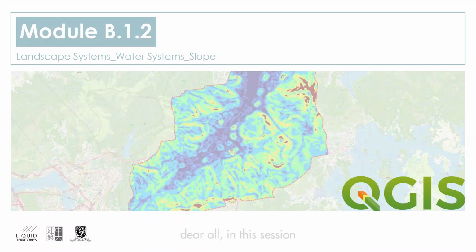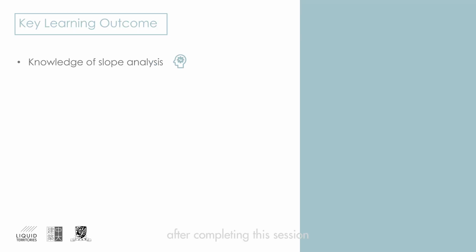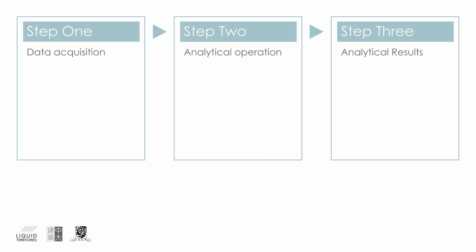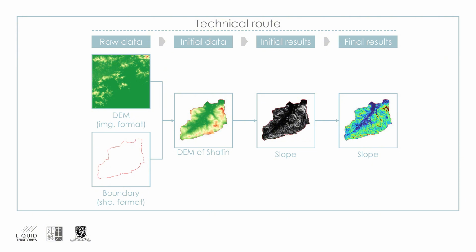Dear all, in this session, we will learn how to conduct slope analysis in QGIS. After completing this session, we will gain a foundational understanding of slope analysis. The module consists of three steps: data acquisition, analytical operation, and analytical results. The technical route is displayed on the screen.